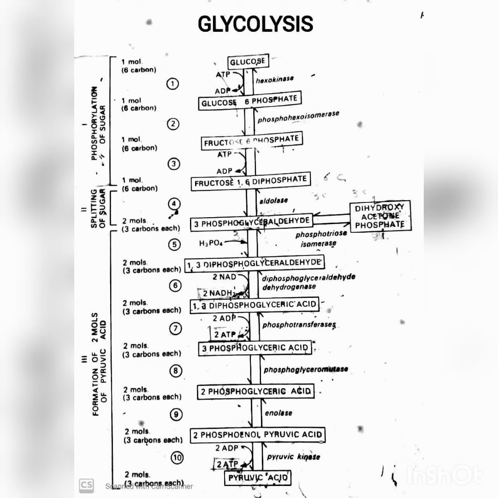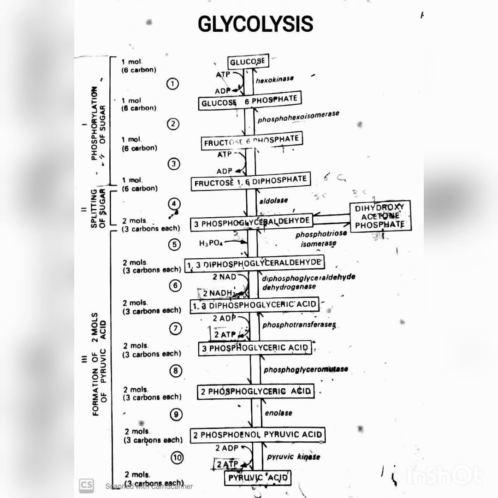Number 8. In this step, an isomeric change takes place in 3-phosphoglyceric acid, resulting in transfer of phosphate from carbon 3 to carbon 2 and formation of 2-phosphoglyceric acid in the presence of enzyme phosphoglyceromutase. Number 9. 2-phosphoglyceric acid loses a molecule of water in presence of enzyme enolase and is converted to phosphoenol pyruvic acid.